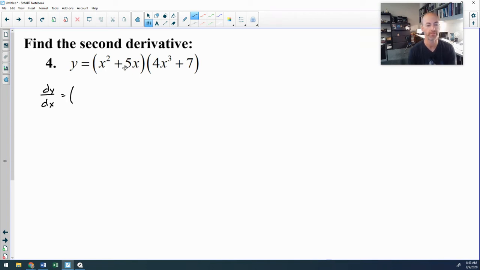So my derivative of my first term would be 2x plus 5. Then I'll leave the second term alone, 4x cubed plus 7. Then I'm going to leave my first function alone, x squared plus 5. Now the derivative of my second function, 12x squared. So there is my first derivative, just a straightforward product rule of 2 polynomials.